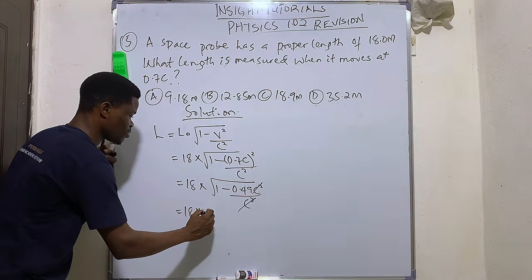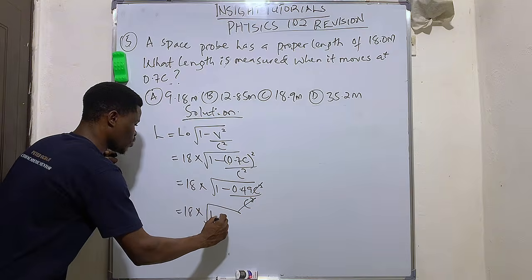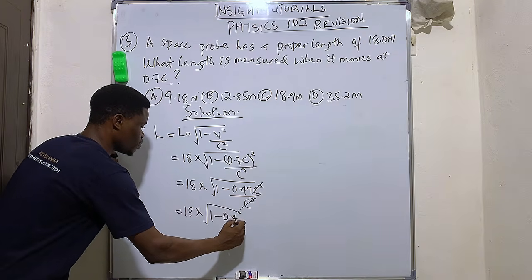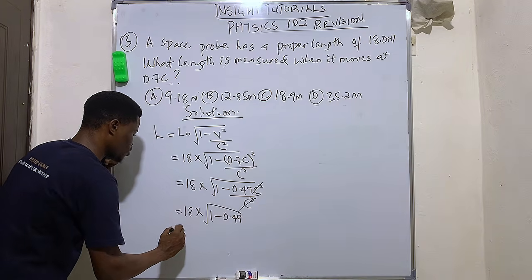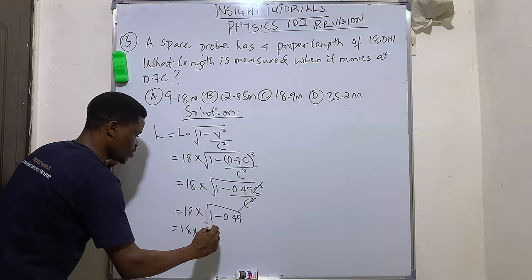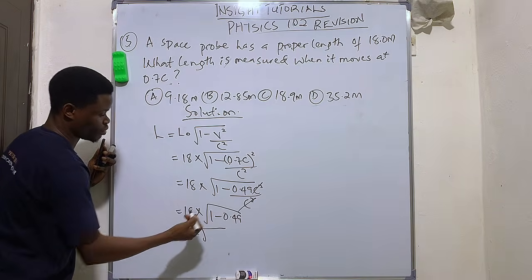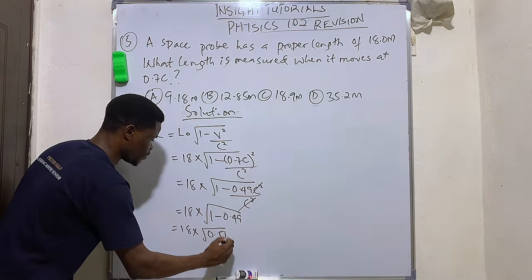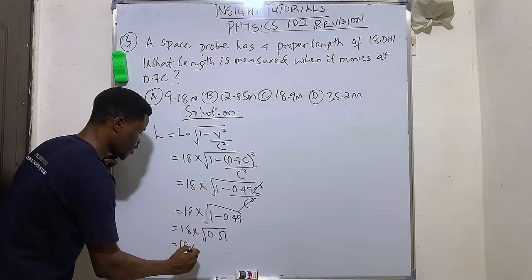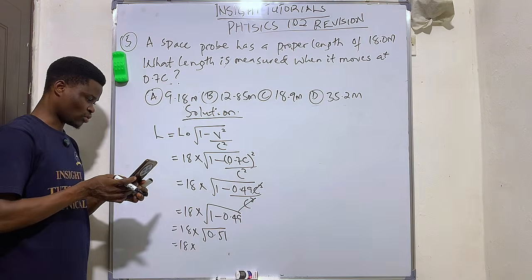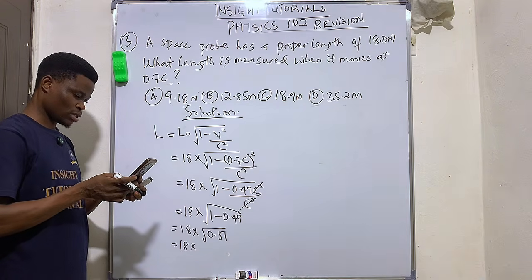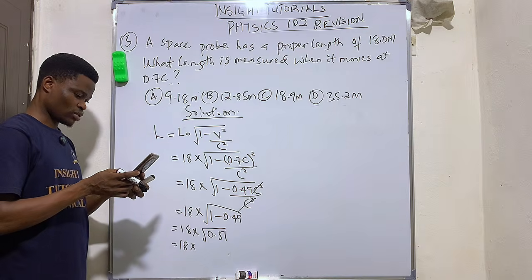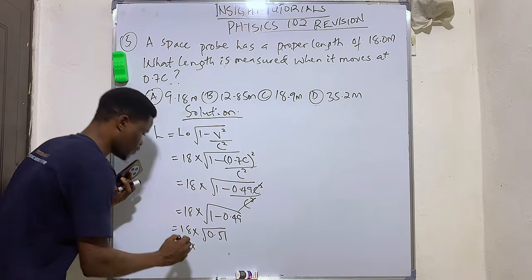So this is 18 times the square root of 1 minus 0.49. Now 1 minus 0.49 is 0.51. So the square root of 0.51 is given as 0.714.